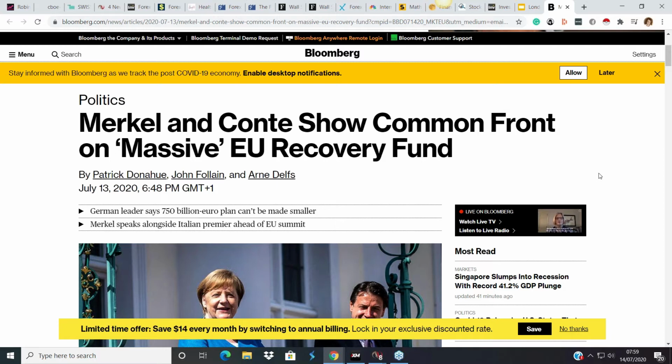So if you are a euro trader, yes, you have to pay attention to the technical chart. Yes, you have to pay attention to the fundamental news. Yes, you have to look at related markets, but you have to be aware of the politics. The politics is what drives the euro primarily.